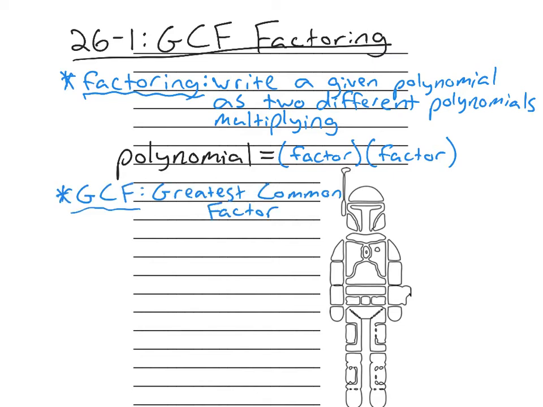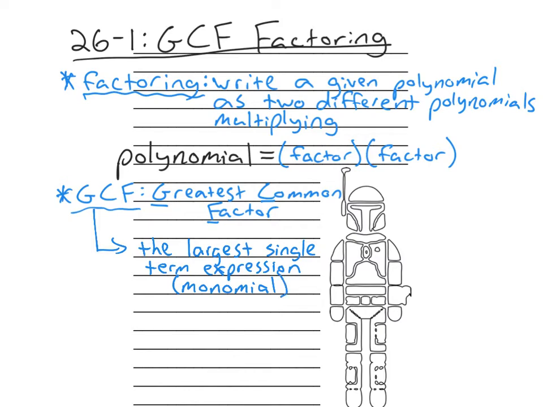So one way to factor is looking for a GCF, and don't forget GCF is a greatest common factor. If you chose just a common factor, you would have to keep factoring until you run out of common factors. So it's always best to start with the greatest common factor, just like reducing fractions. So the GCF you'll be looking for is the largest single term expression. And what is a single term expression called? A monomial. So you'll be looking for a monomial that can divide evenly into all terms.